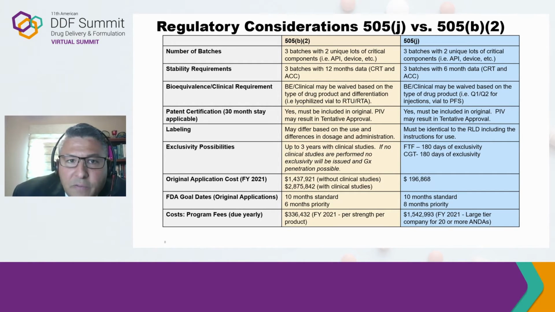The filing costs are also different. For a 505(j), it's somewhere in the magnitude of 200,000, and for the 505(b)(2), it's about 1.5 million without clinical studies, 2.9 million with clinical studies. Goal dates are about the same, and the program fee for a 505(b)(2) per strength per product is $336,000. Now, when one puts together a business case, they should take this into consideration, not only the development cost, but also the regulatory filing costs to see what the break-even analysis would be.